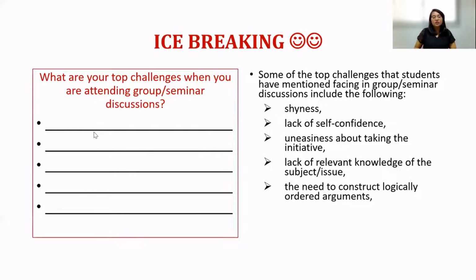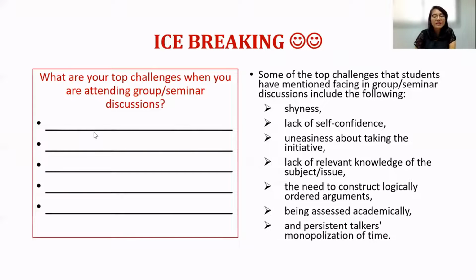Then the need to construct logically ordered arguments, or when you think you need to construct logically ordered questions or opinions, that can also be possible. The next one, being assessed academically. And the last one, persistent talkers' monopolization of time, right? So there are 7 top challenges that students have mentioned.